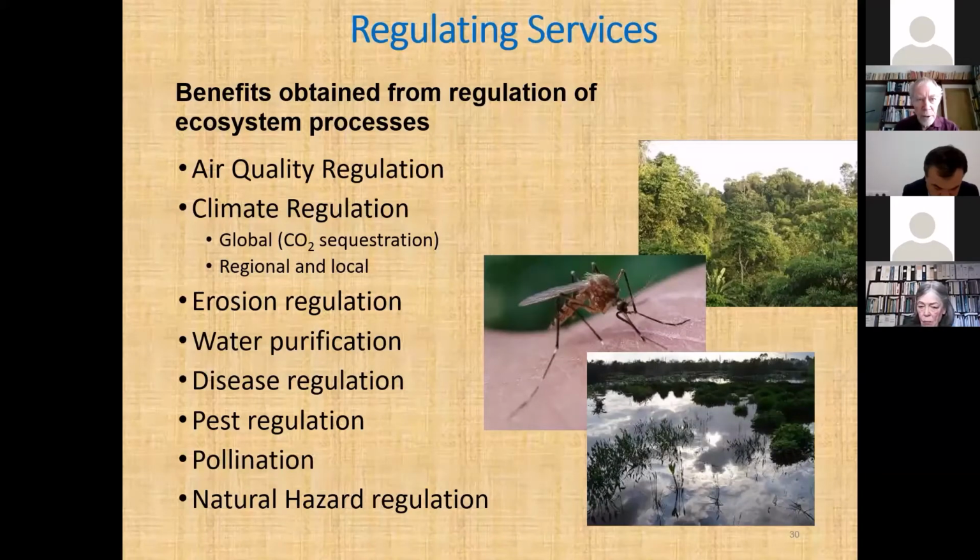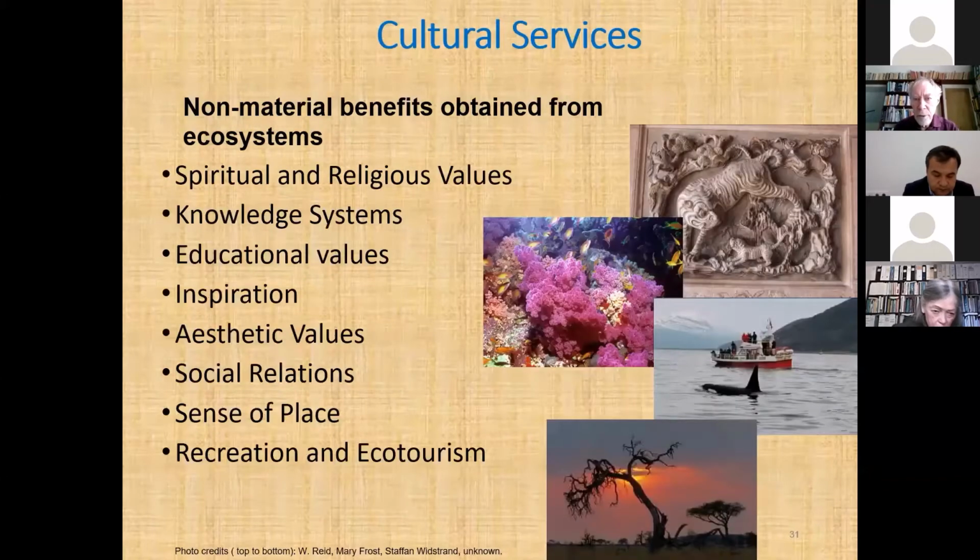Other things that we should mention in regulation: ecosystem processes regulate erosion, water purification, and pollination, very important. Insects pollinate our fruit trees, and so on. And then, of course, the third kind of ecosystem services: spiritual and religious values, educational values, aesthetic values, sense of place, ecotourism, recreation. We like to be out in nature.